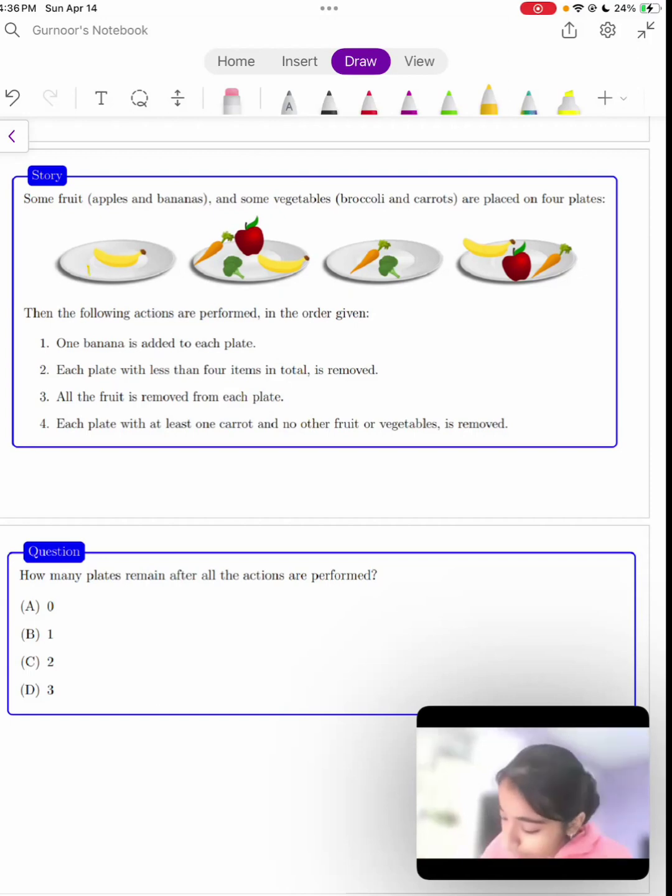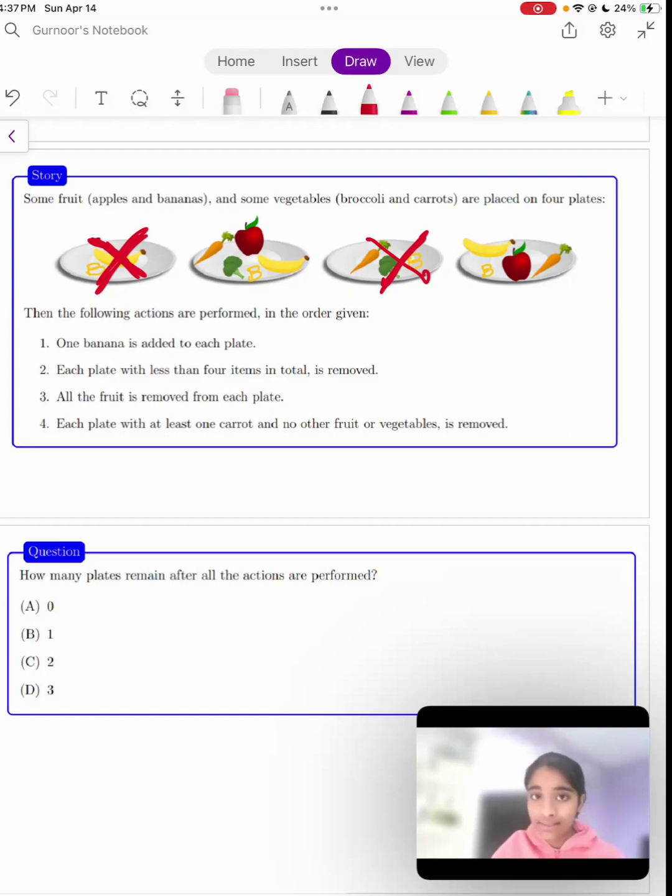So I'm just going to write banana here, banana here, banana here. I'm not actually going to draw because my drawing is bad. But the second thing that happens is that each plate with less than 4 items in total is removed. So now the first plate only has 2 items, so we cross that out. Goodbye. This one has 5, so it's still there, the second one. The third one has 3, so we cross that out as well. And the fourth one has 4 items, so that stays in.